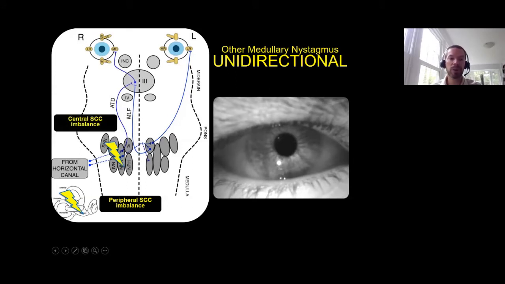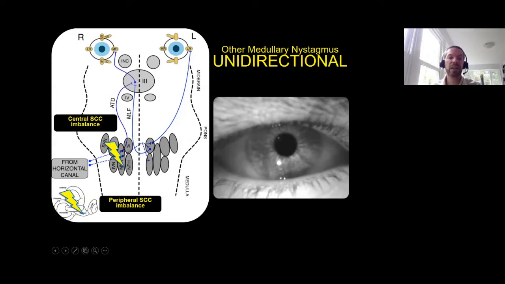But remember that these afferents that are leaving the right labyrinth, in this case, he had left beating nystagmus. He had a head impulse that was abnormal on the right side, so that the nystagmus is going to be contralesional.